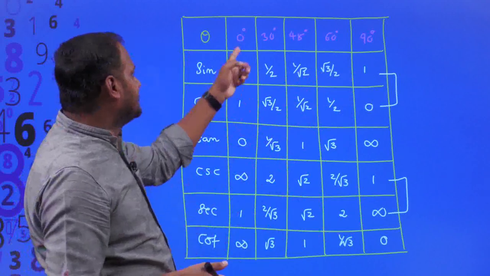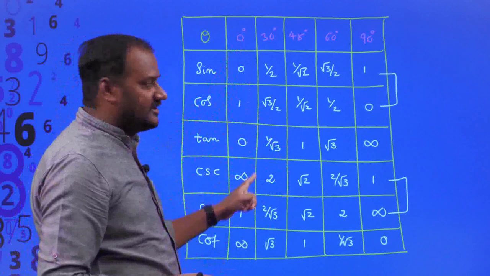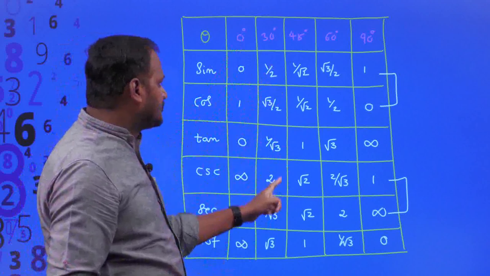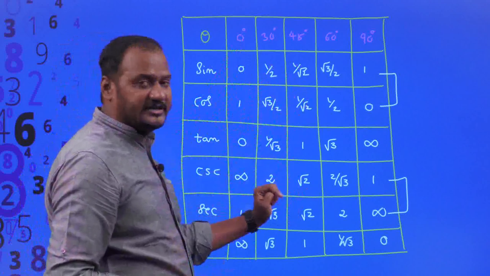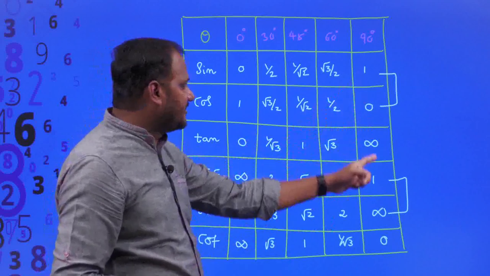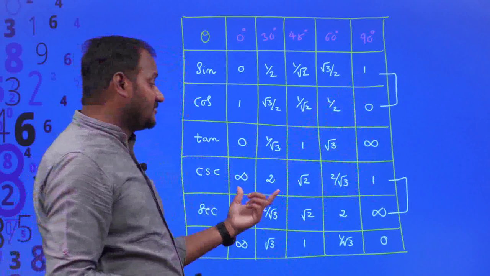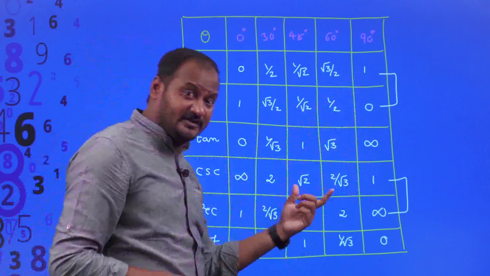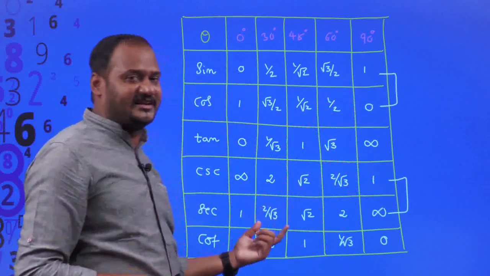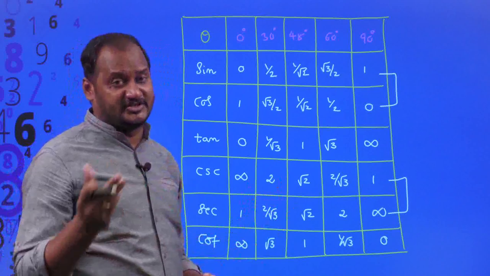See, sine 0 is equal to 0. What is 1 divided by 0? Undefined. 1 divided by 1 by 2 is 2. 1 divided by 1 by root 2 is root 2. 1 divided by root 3 by 2 is 2 by root 3. 1 divided by 1 is equal to 1. So, if you remember sine values, you can remember cosecant values. If you remember cosecant values, you can remember secant values. Why? Because cosecant and secant are co-ratios.